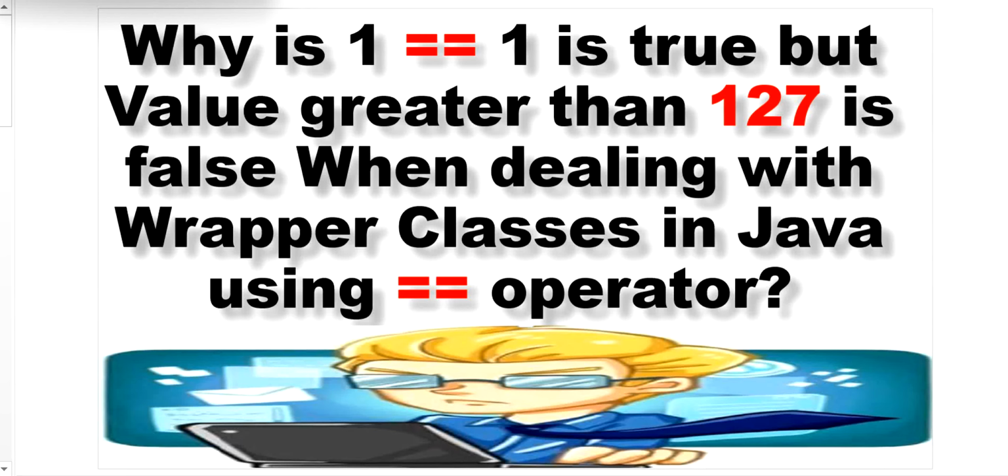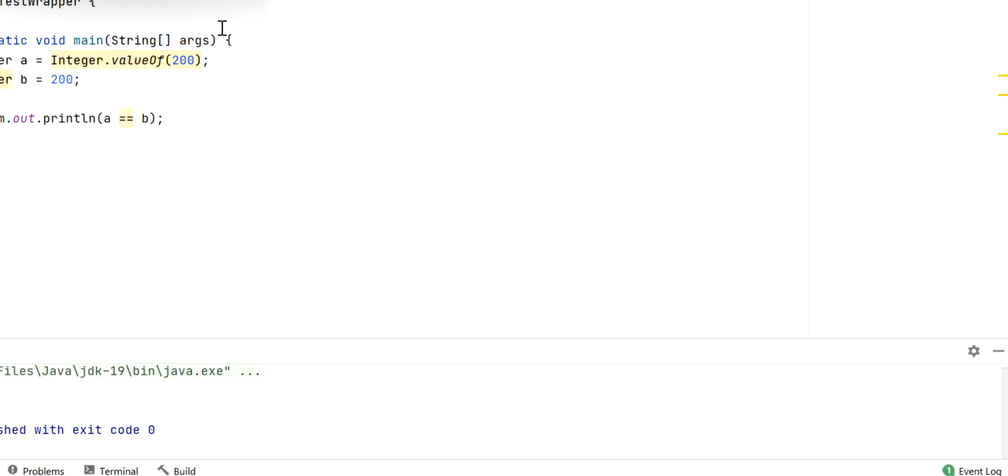Today we will learn how the equal to operator behaves with integer wrapper classes. So here we will use the equal to operator to compare the integer values. Okay, let's start to write the code and check the behavior.